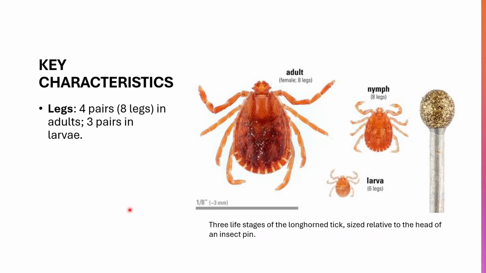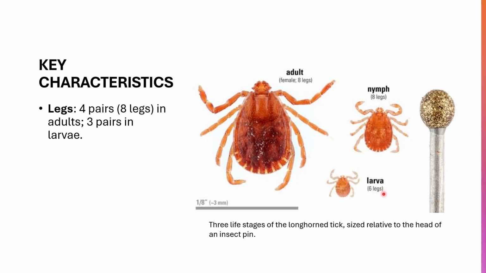Another key characteristic is the legs. For the adults and the nymph, we have four pairs of legs or 8 legs in total, and 3 pairs of legs in the larvae. The diagram shows the 3 life stages of the longhorn tick, size relative to the head of the insect pin. So this is the insect pin. The 3 life stages include the larva, the nymph, and the adult.